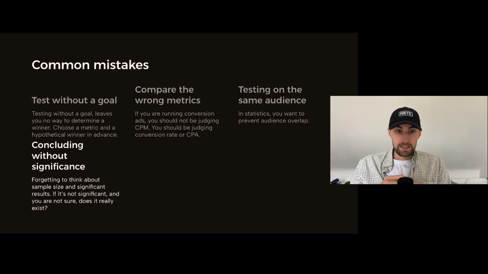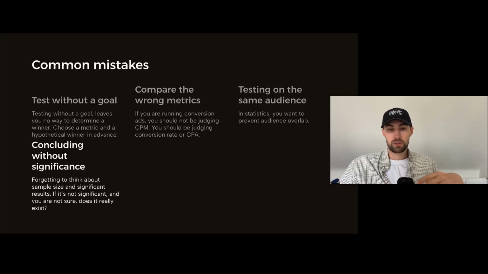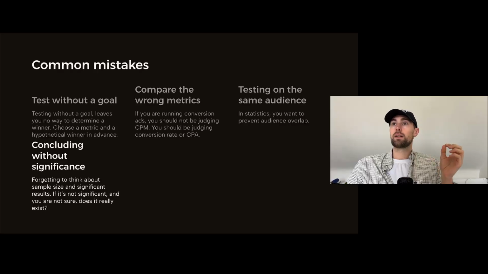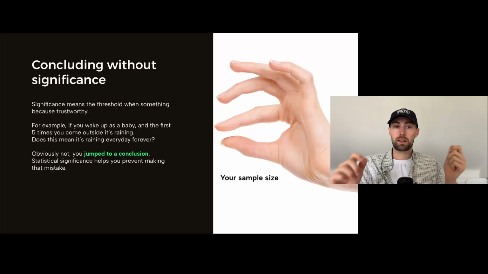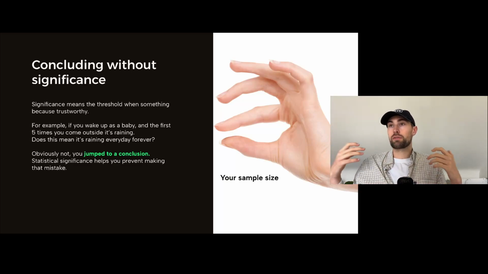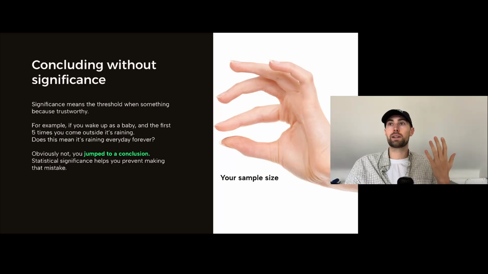Fourth common mistake is concluding without significance. When you're doing a test, it's really important to keep in mind the sample size. I'll give you a very clear example of that. Let's say you wake up as a baby, you've never lived on Earth before, but the first 5 days you wake up, it's raining outside. What does that mean? Does that mean it's raining forever? Because right now it's 100% of the time it's raining. Obviously, that's not the case.